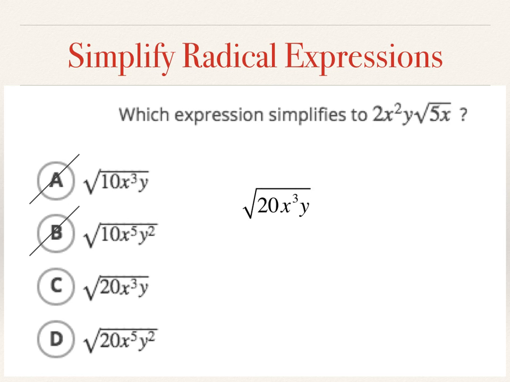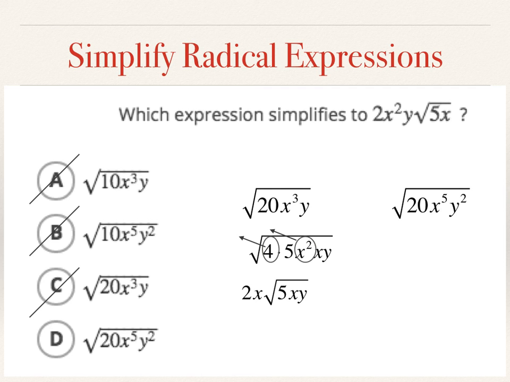However, 20 can be rewritten. So let's check out option C. 20 can be written as 4 times 5. X cubed can be written as x squared times x. Now let's take the square root of the perfect squares. We'll take the square root of 4 out of the radical. We'll take the square root of x squared out of the radical. And we're left with 2x. What's left in the radical is square root of 5xy. That is not the answer. It must be option D.